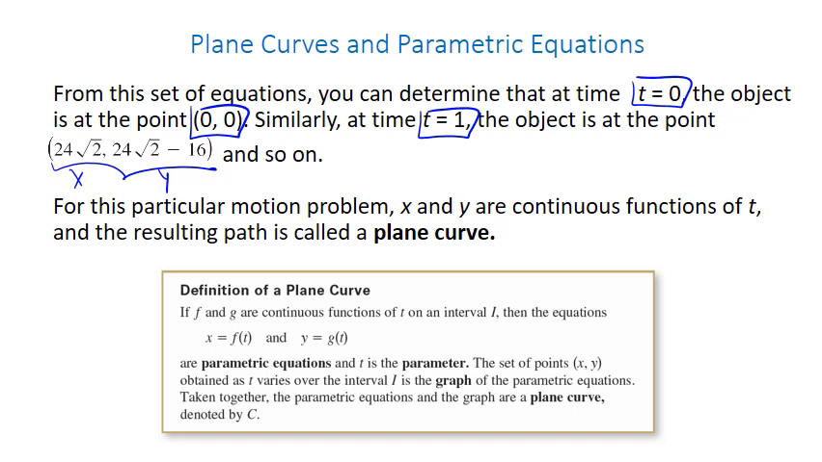So this is helpful when we are dealing with different motion problems, and the resulting path is called a plane curve. And the definition of that is here. So again, we will have two functions, one for x, one for y, and they're both in terms of t. So these are known as parametric equations, and again, t is the parameter. And we'll have a set of points, x and y, which I kind of explained up here.